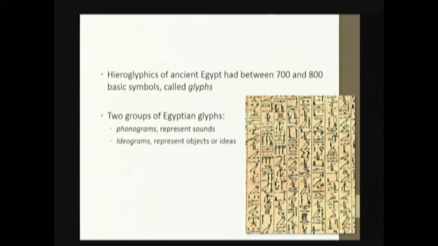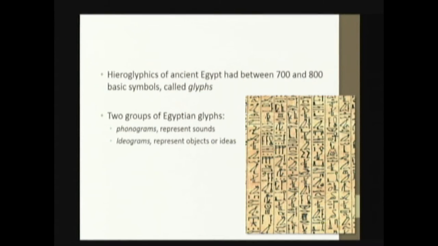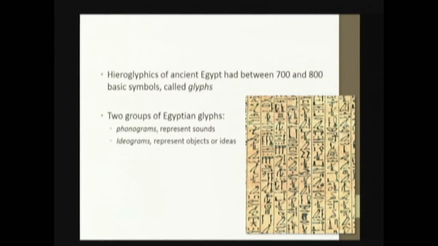Each one would symbolize a particular meaning. So, I can't read this, but if you say this one represents a man, you would say, okay, that's a man, and okay, this is an I. Some are clear, but some would represent an idea, like honesty or truth, and they would have a specific symbol for that. And so with writing in general, you have phonograms and ideograms.